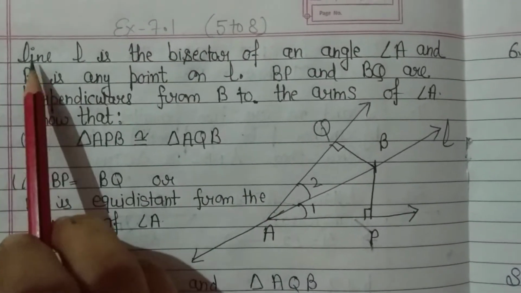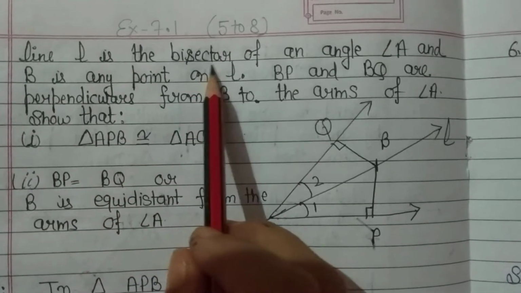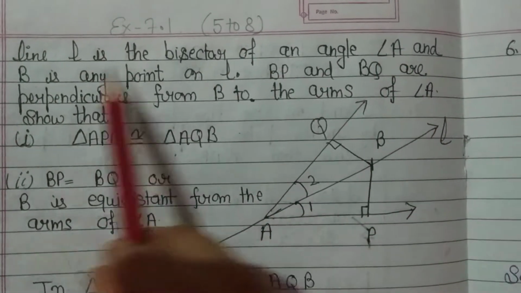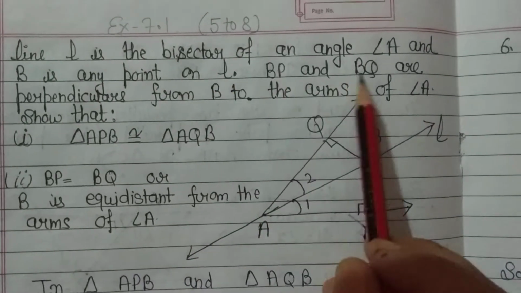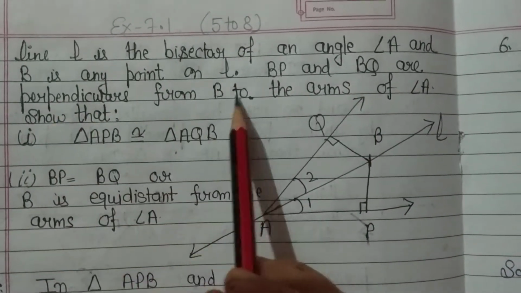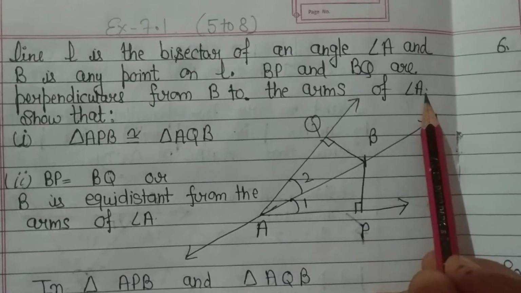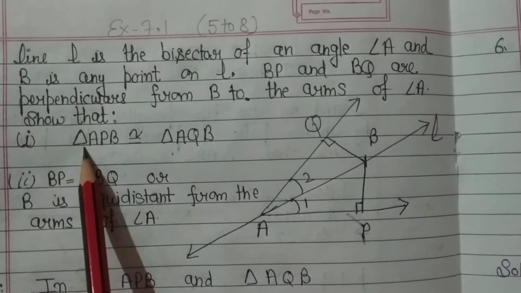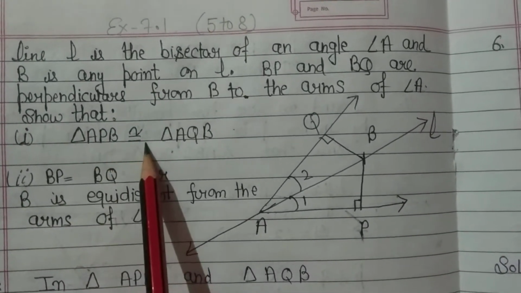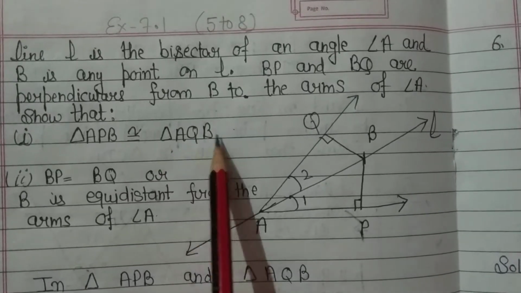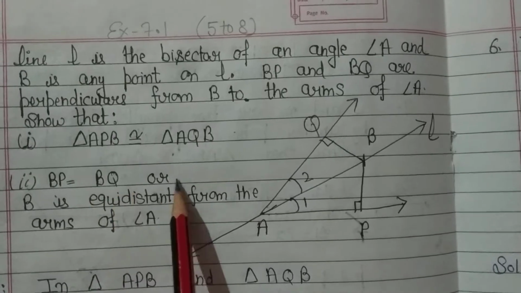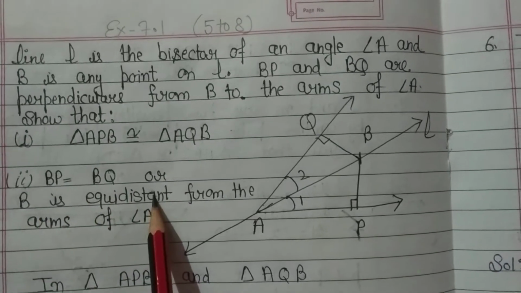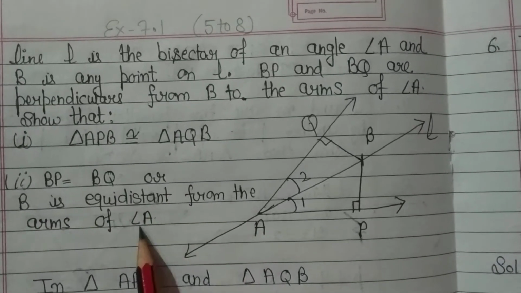Question number 5. The line L is the bisector of an angle A and B is any point on L. BP and BQ are perpendiculars from B to the arms of angle A. Show that triangle APB is congruent with triangle AQB, and for the second part, BP is equal to BQ or B is equidistant from the arms of angle A.